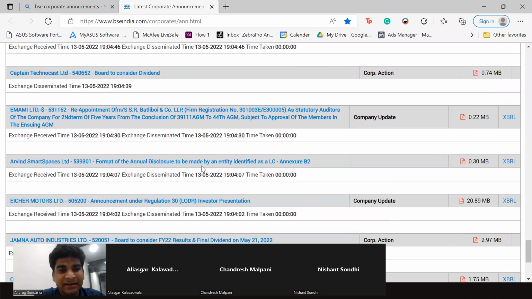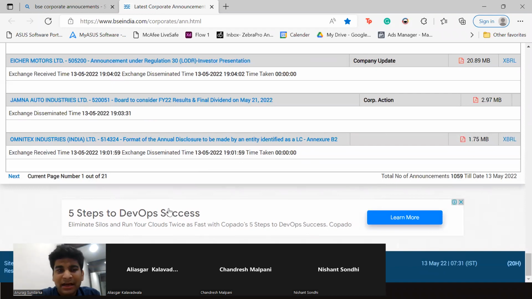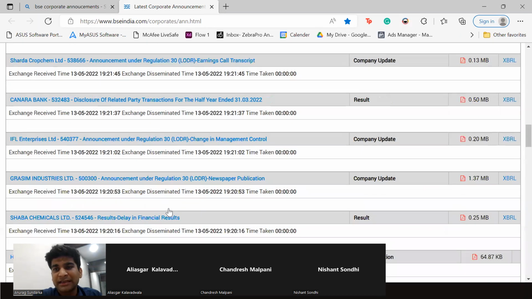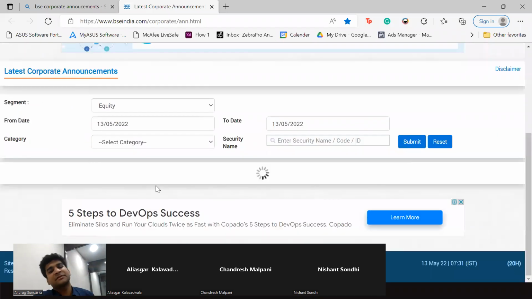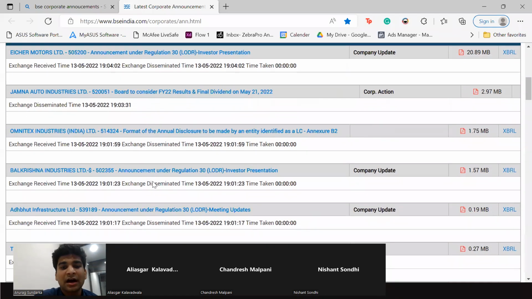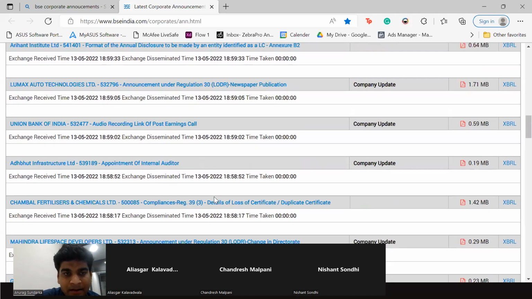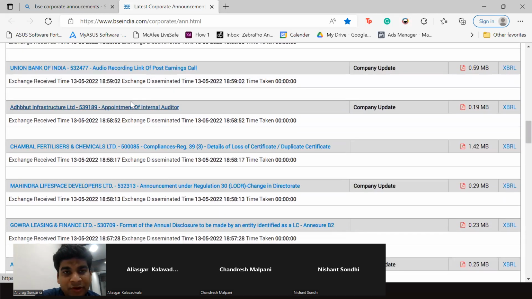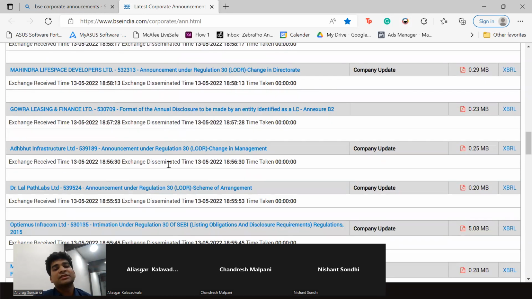Board to consider dividend here. That's a simplistic one. If we keep scrolling, the first 21, I don't see anything as such. If we keep scrolling, we will find something, let's say an acquisition. Let's do it. Appointment of internal auditor, but not so relevant here. Change in management. Okay, this particular company has a change in management.